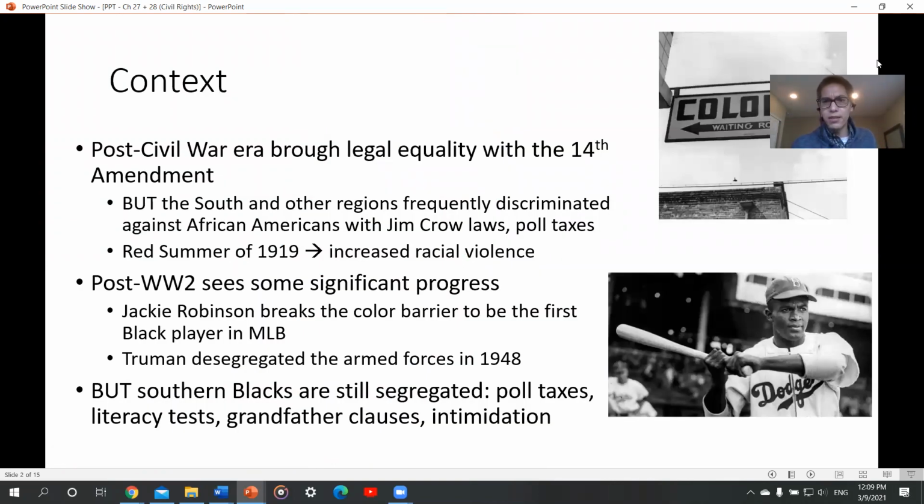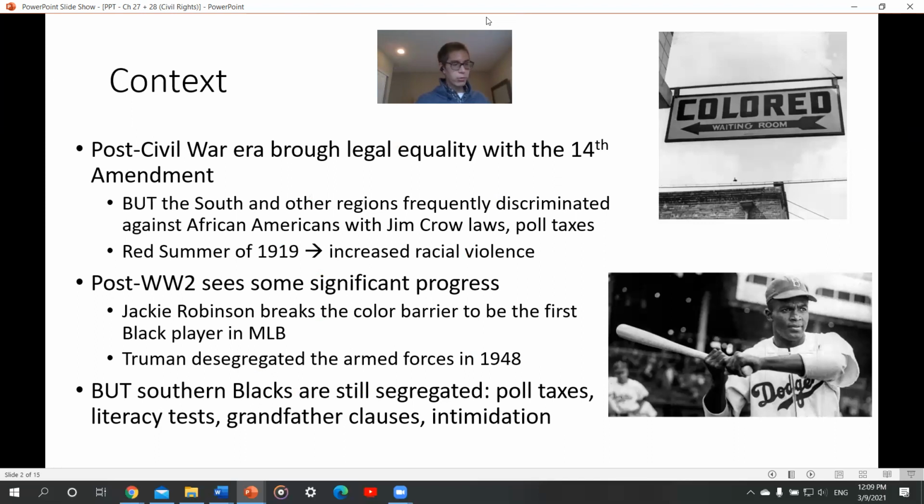So when we're talking about the context of the civil rights era here, civil rights is mostly the 1960s, although there are some important moments in the 1950s as well. Got to think all the way back to the Civil War, really. The Civil War, with the 13th, 14th, and 15th Amendments, really the 14th Amendment, brought legal equality. The Constitution cannot discriminate legally against you based on the color of your skin.